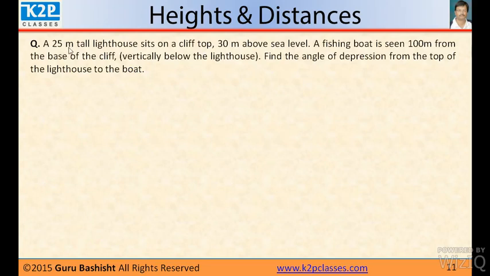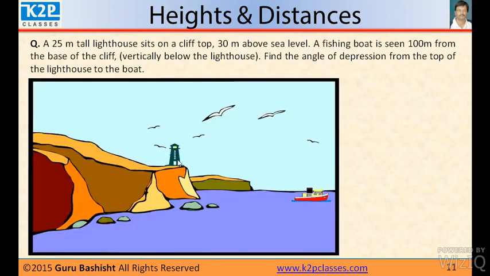A 25-meter tall lighthouse sits on a cliff top, 30 meters above sea level. A fishing boat is seen 100 meters from the base of the cliff, vertically below the lighthouse. Find the angle of depression from the top of the lighthouse to the boat. Let us make the drawing here. This is your lighthouse, this is the cliff, and this is the boat.